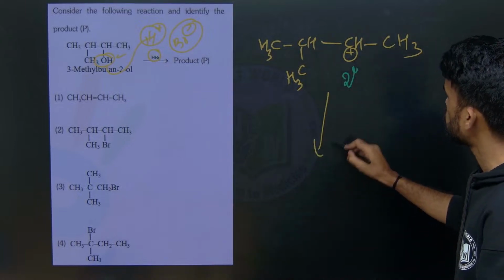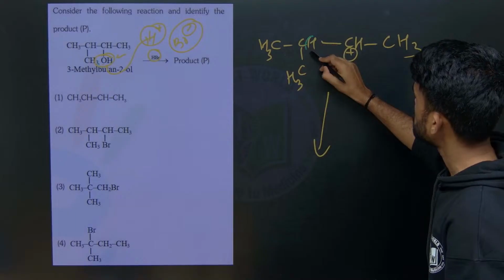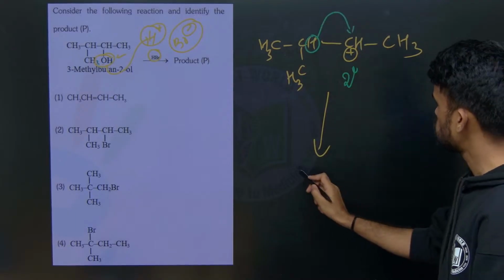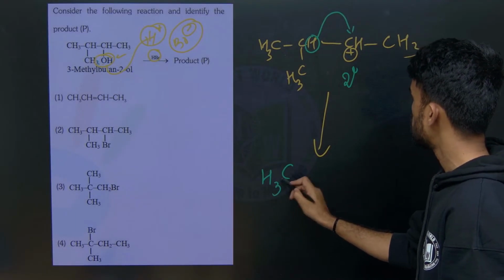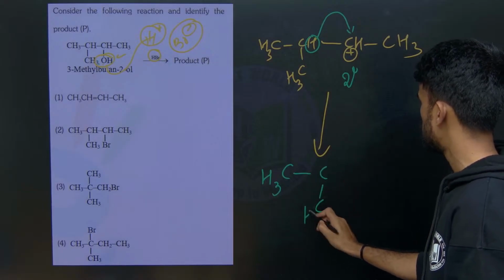So we got a carbocation like this. Now I can transfer this hydrogen from here to here. So after that hydrogen is transferred, what is the carbocation we are having here?